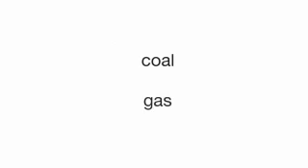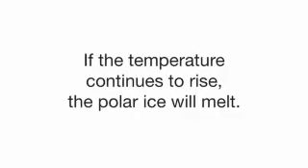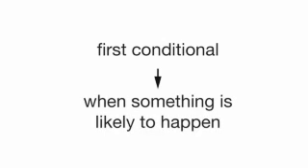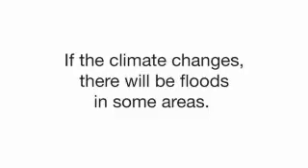Well, we know global warming causes the Earth to heat up, so what happens then? If the temperature continues to rise, the polar ice will melt. This sentence is the first conditional. We use the first conditional when something is likely to happen. Let's see another example of the first conditional from the movie. If the climate changes, there will be floods in some areas.